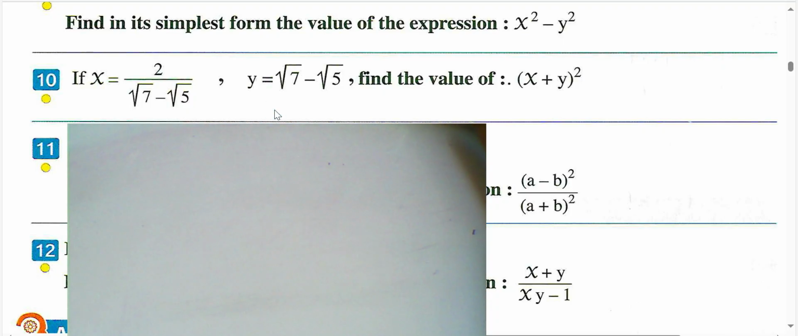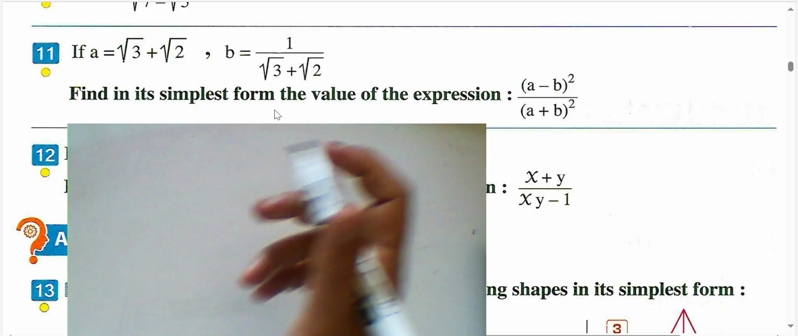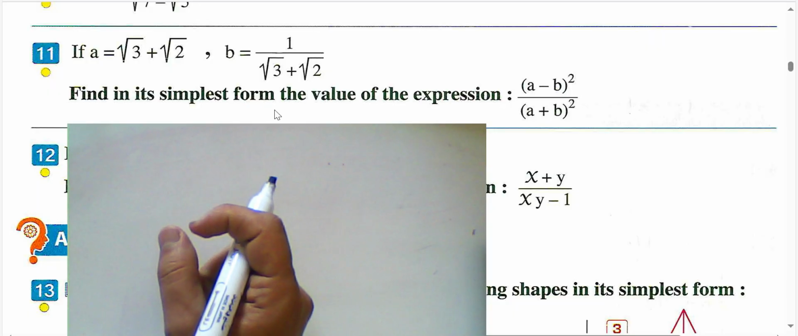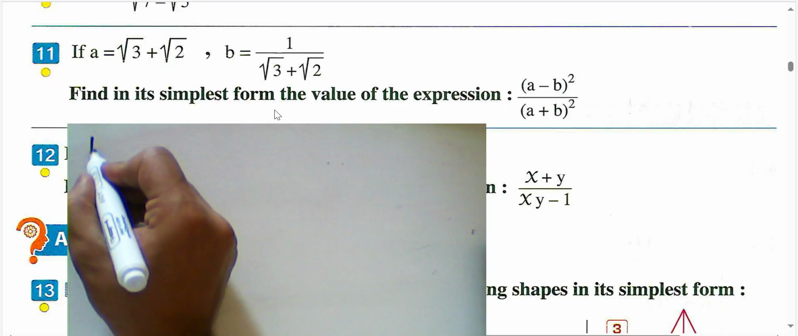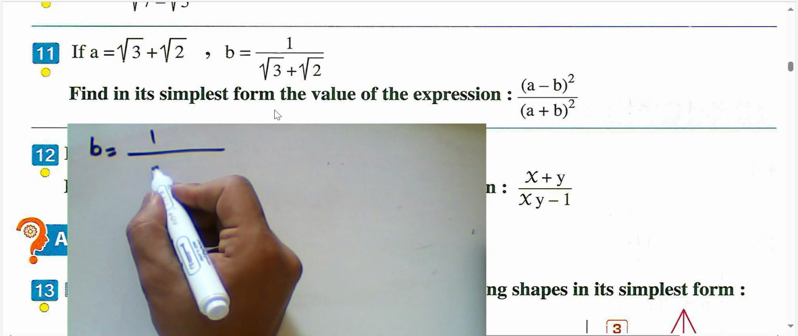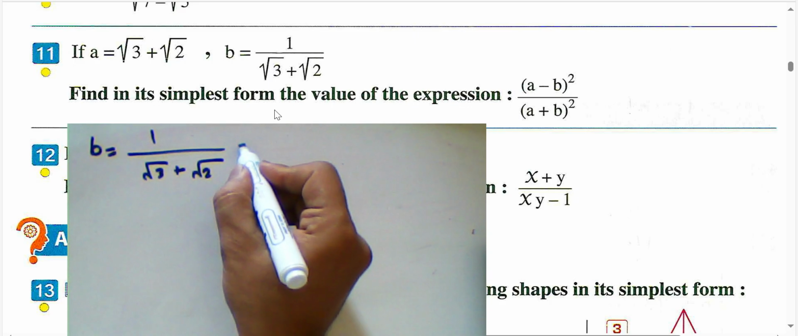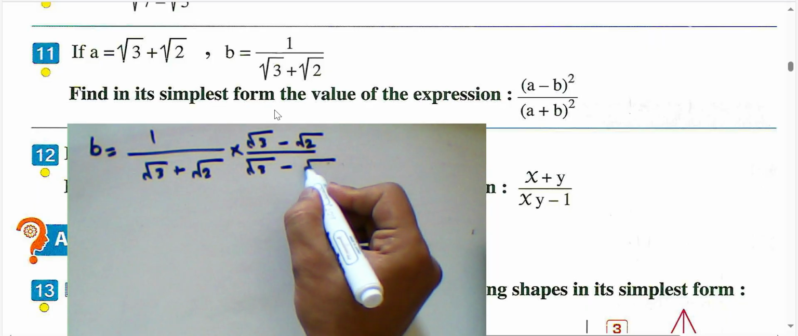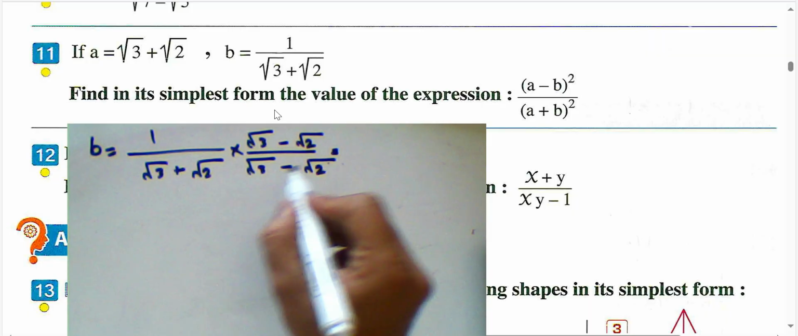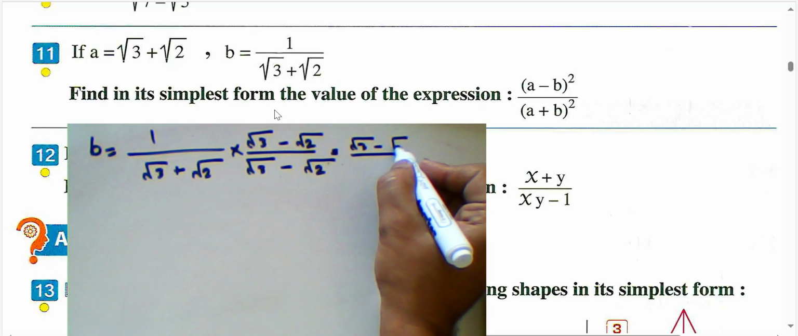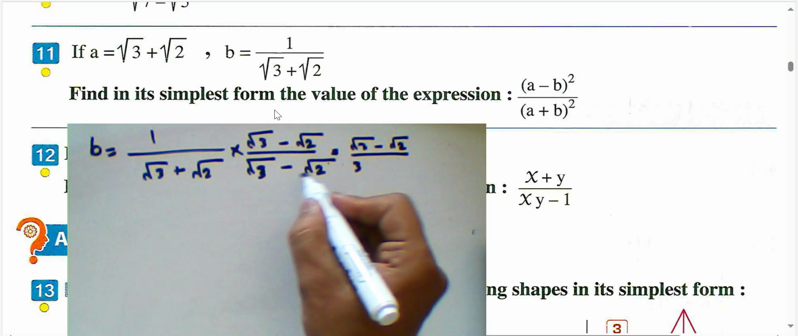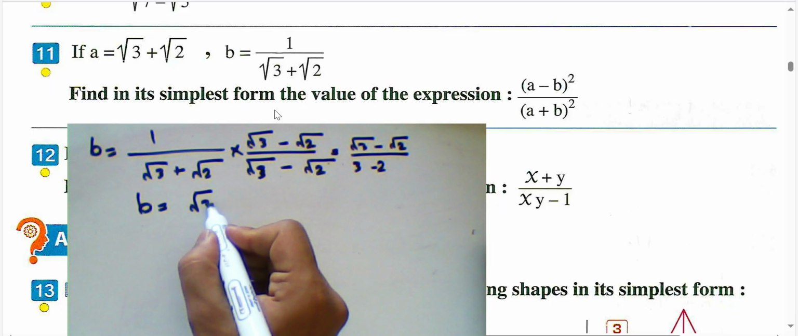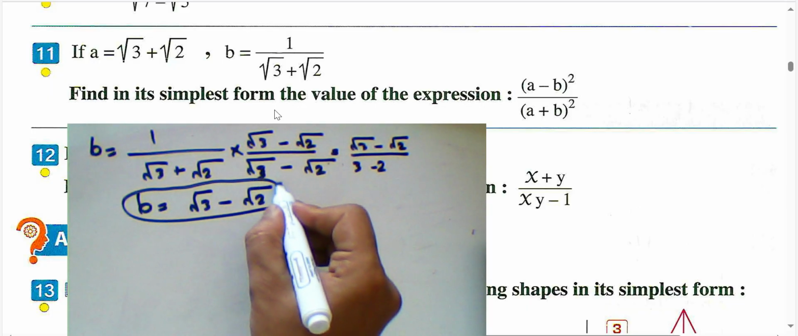That was question number 10. Question number 11: find the simplest form of the expression. He gave me a and b, but b must be converted by multiplying by the conjugate of the denominator. Look with me here. We have b equals 1 over root 3 plus root 2. We multiply by the conjugate, root 3 minus root 2, over root 3 minus root 2. Numerator by numerator, it will be root 3 minus root 2. Denominator: root 3 times root 3 equals 3, and root 2 times root 2 with the negative sign will be negative 2. The result will be the value of b equals root 3 minus root 2. It's the value of b.